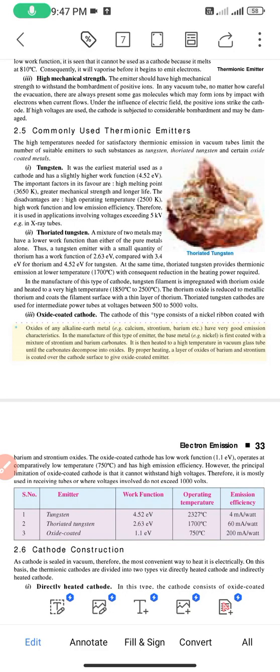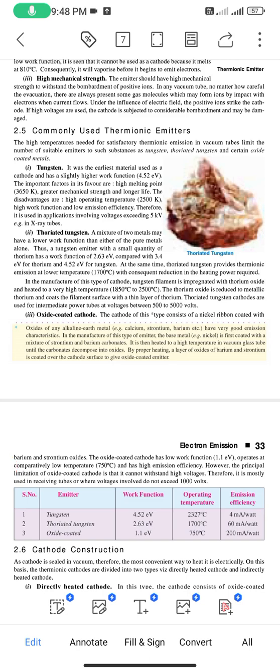Today I want to discuss commonly used thermionic emitters. The high temperatures needed for satisfactory thermionic emission in vacuum tubes limit the number of suitable emitters to such substances as tungsten, thoriated tungsten, and certain oxide-coated metals.